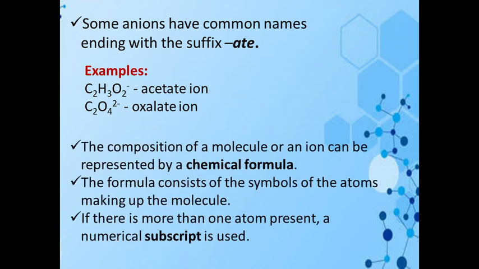The composition of a molecule or an ion can be represented by a chemical formula. You already know what a chemical formula is and the types of chemical formula: the molecular formula, the structural formula, and the empirical formula. The formula consists of the symbols of the atoms making up the molecule. So we have the symbols and the number of atoms here.